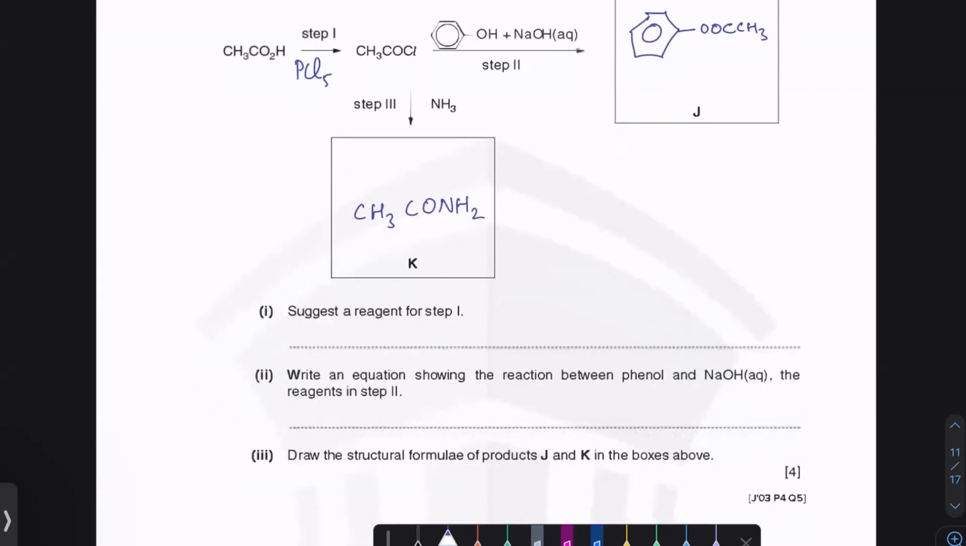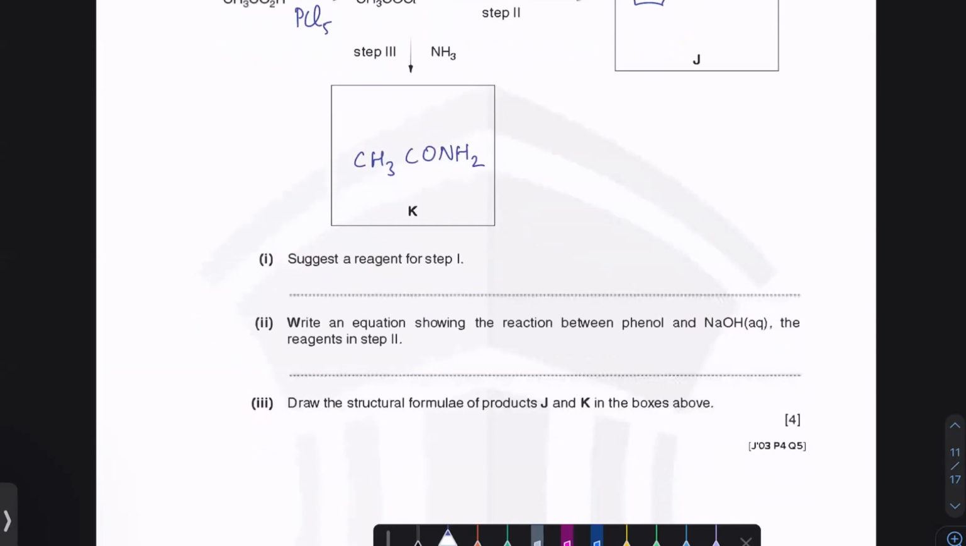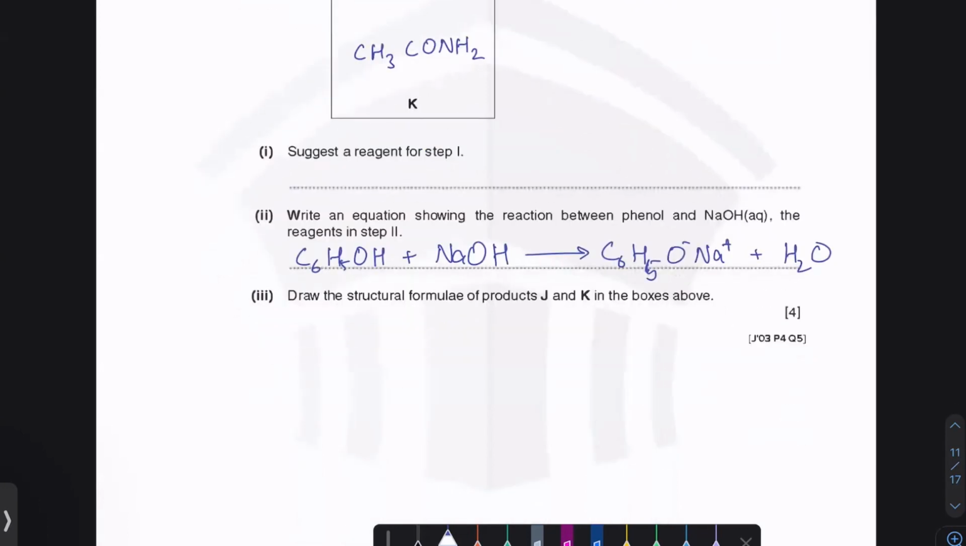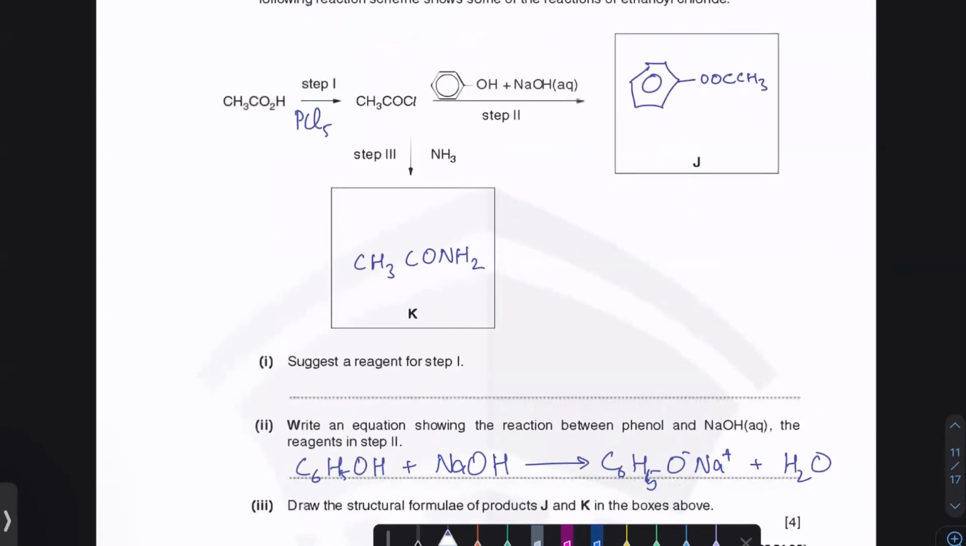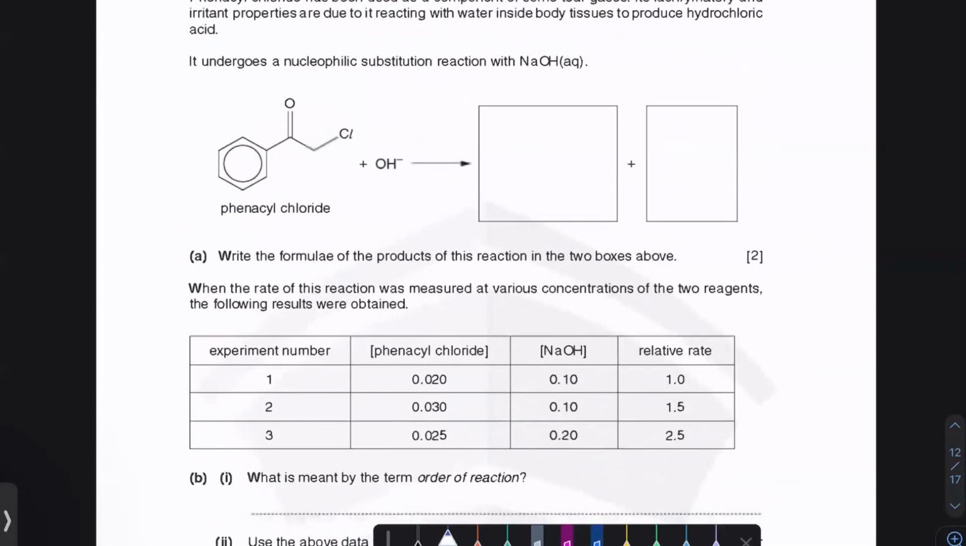I've already told you this. Step 1, write an equation showing the reaction of phenol and NaOH and the reagents in step 2. What will phenol and NaOH make? They will make sodium phenoxide. So phenol is C6H5OH, and sodium hydroxide, they react, they make C6H5O minus Na plus and H2O, which obviously then moves on to whatever we needed. Draw the structure formula, and that we already made. Clear? There was no question in that, right?